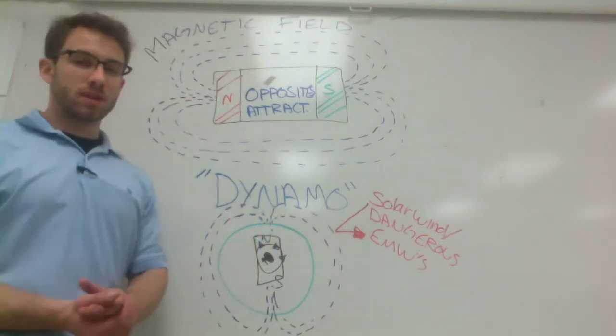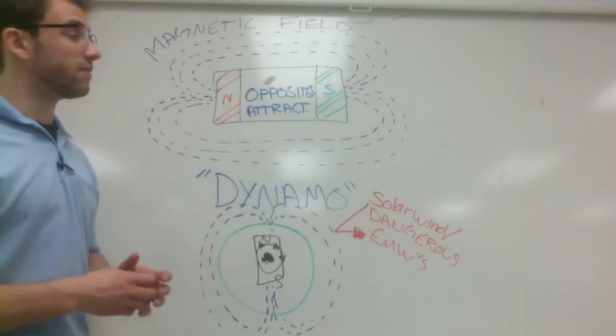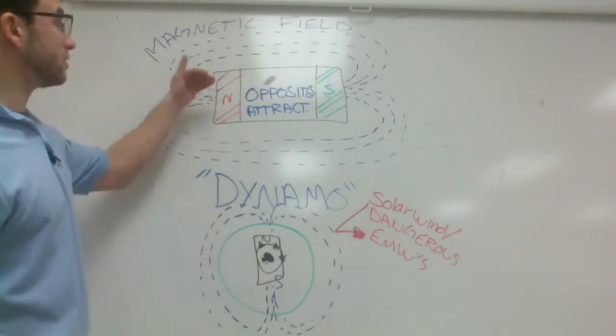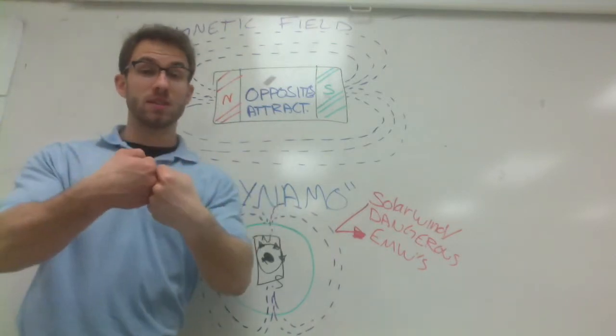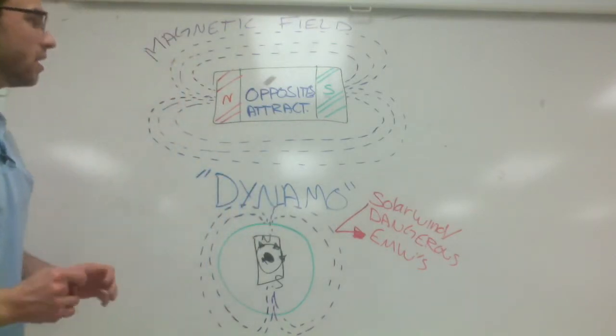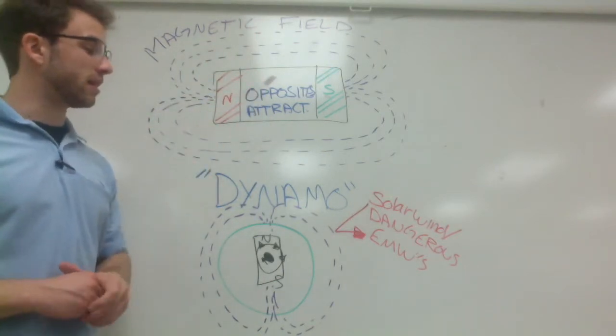So let's go through that one more time. Magnets have two sides, north and south. Field lines, or a magnetic field, travel from the north end to the south end, which is how we create that attractive force that we see when we play with magnets. If you cut a magnet in half, it will recreate the north and south ends.